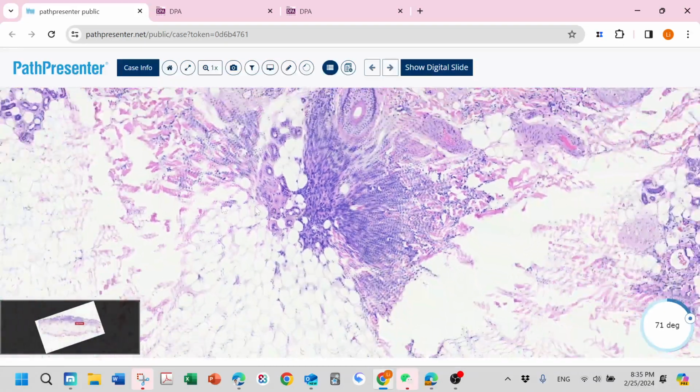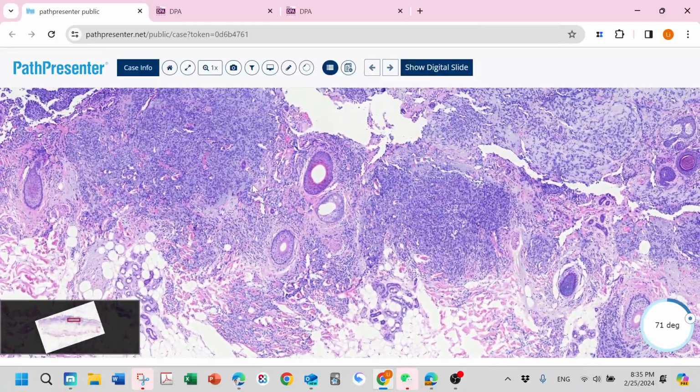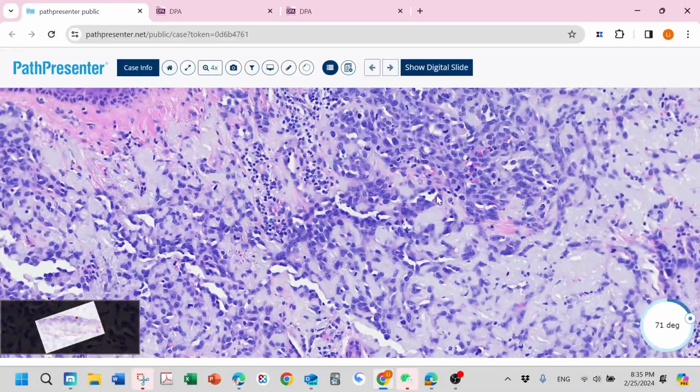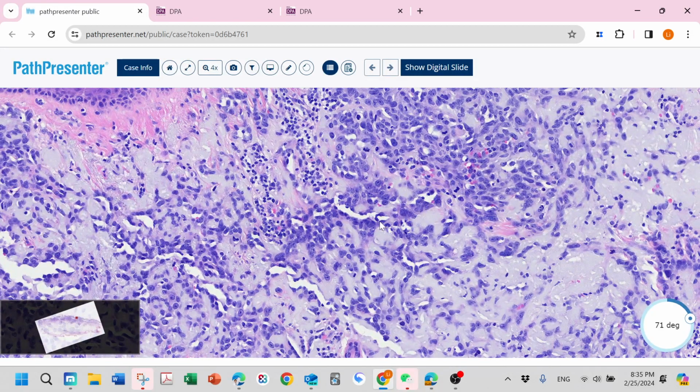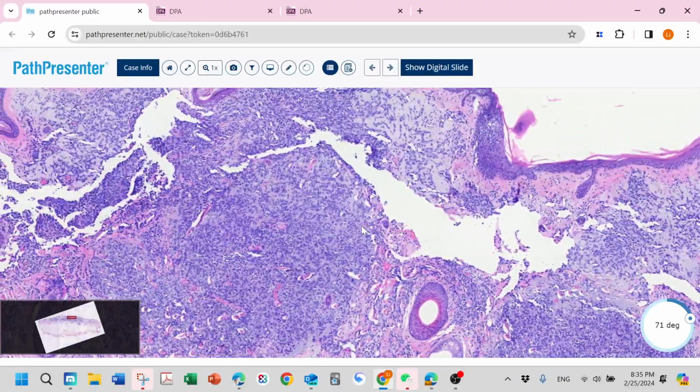really infiltrated into the subcutaneous, and then they're forming this slit-like structure to just dissect this collagen. That is the characteristic feature for angiosarcoma.